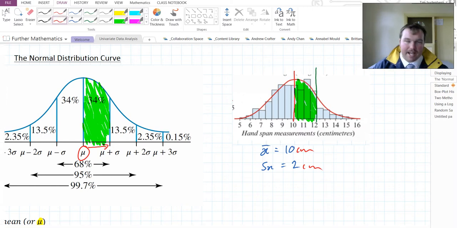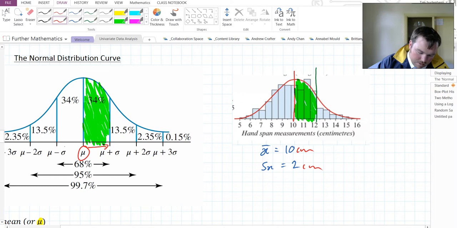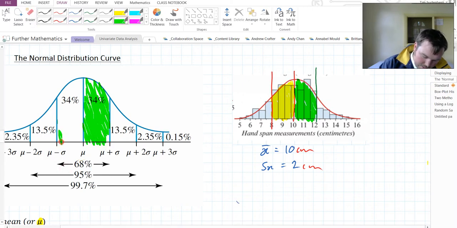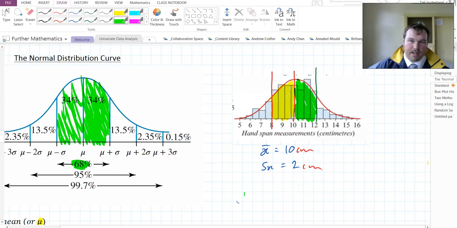Similarly, if I take 2 off, x bar take s, and draw one at 8, this is saying that we predict that 34% of people are between 8 and 10 centimeters of handspan, and therefore plus or minus 1 standard deviation accounts for 68% of the people. And this is often called the 68, 95, 99.7 rule.